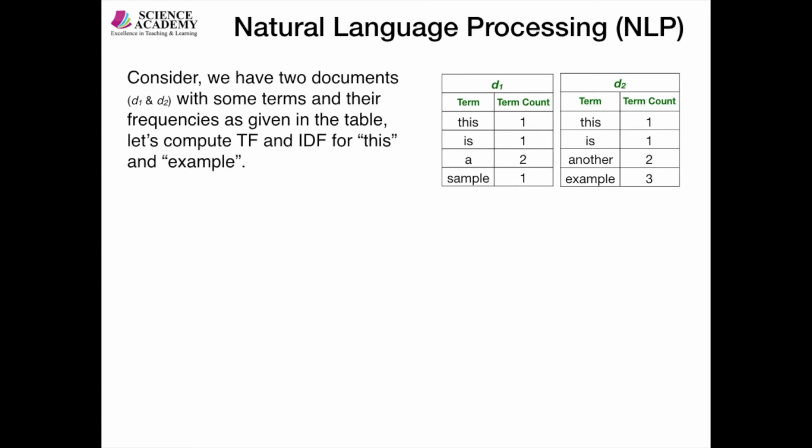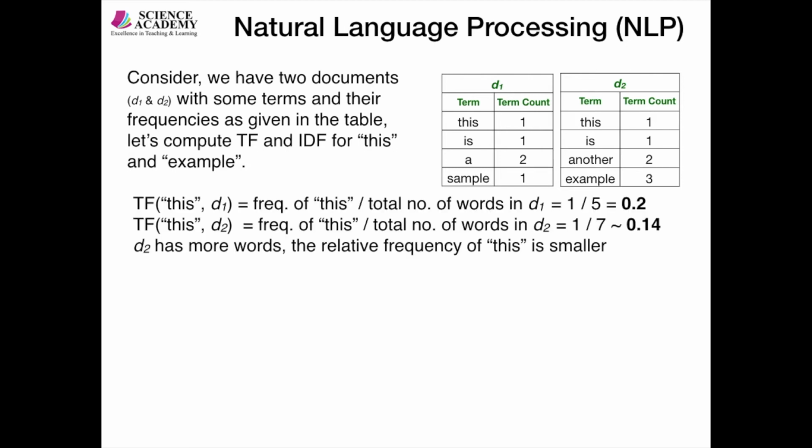Let's try to understand this with another example. Consider we have two documents, D1 and D2, with some terms and their frequencies as given in the table. Let's compute TF and IDF for the words this and example. Let's start with the word this. In document 1, the frequency of this is 1, where the total number of words is 5. Then the term frequency for this in document D1 will be 1 over 5, which is equal to 0.2.